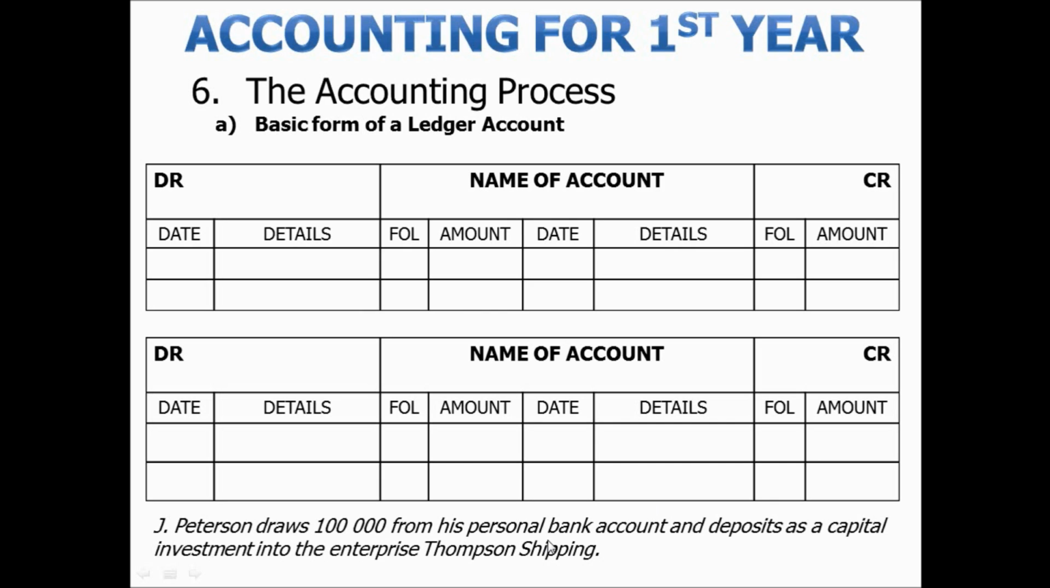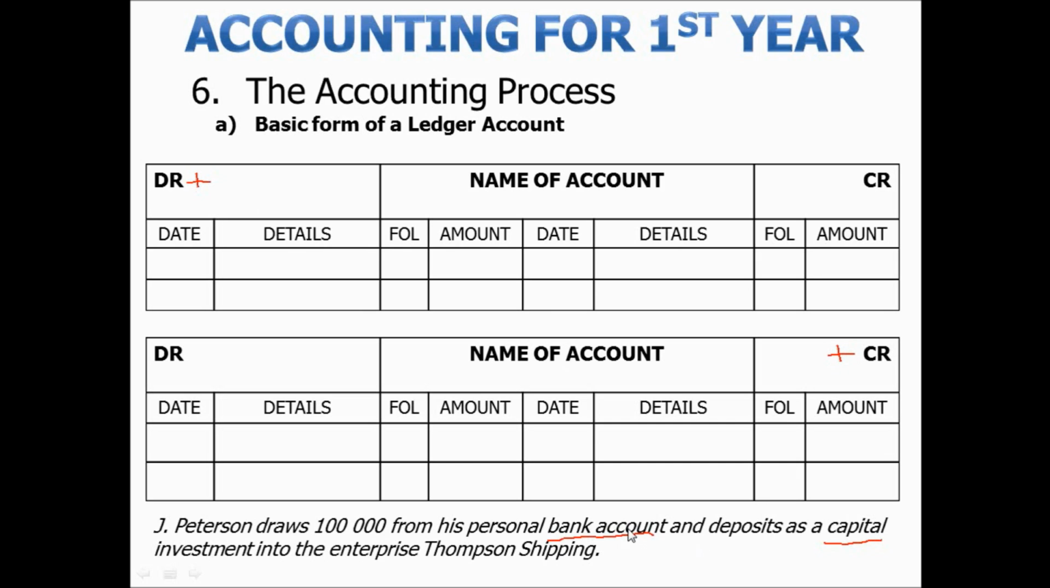We know that we're dealing with money coming into the bank account, and we know this is a capital investment. Bank account is always an asset, and we know that assets increase on the debit side. Capital has to do with the equity of the business, and we know that equity increases on the credit side.